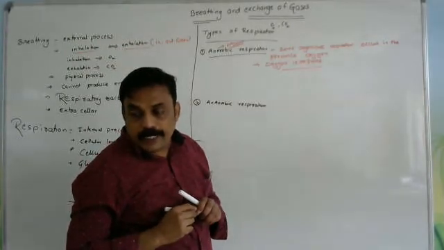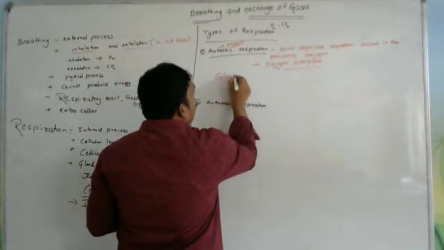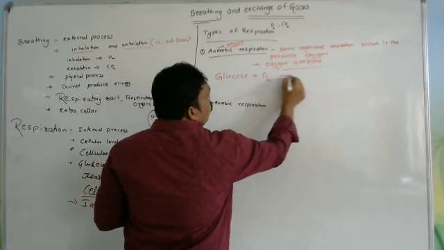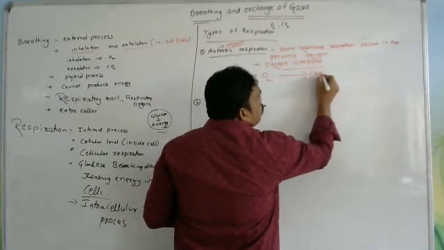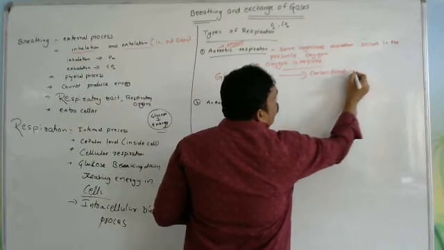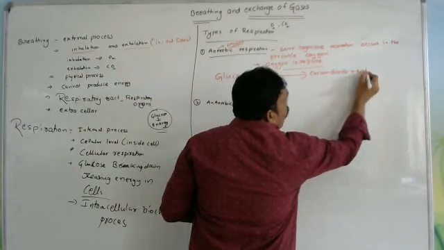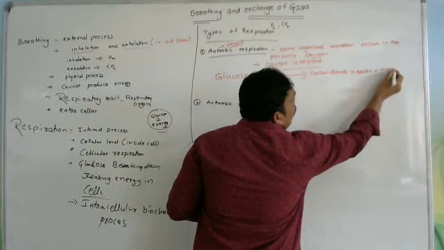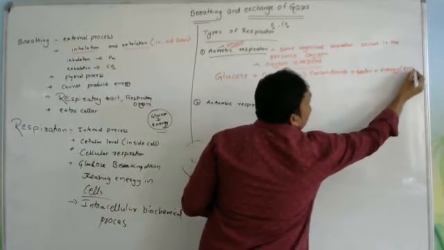So what happens in aerobic respiration? The glucose molecule is broken down in the presence of oxygen. What does it release? Carbon dioxide and water molecules, and also energy. Energy is released in the form of ATP energy.